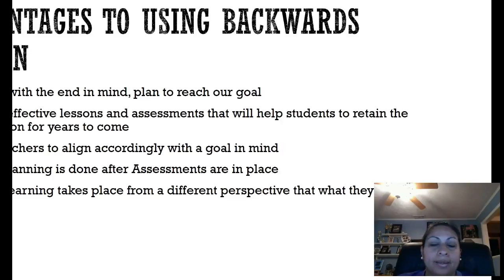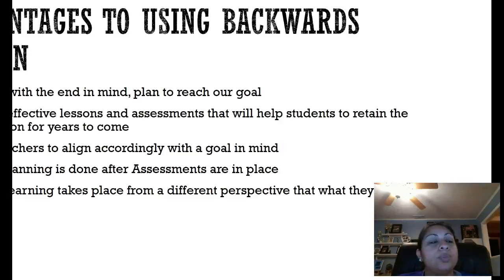Okay. All right. So this backwards design, it has some advantages, and this is something that I will stress over and over to you guys, and I will be monitoring to make sure that it's happening in our classrooms. One of the advantages is that we start with the end in mind, and then from that point on, we plan to reach that goal. Another advantage is that we prepare effective lessons because of this, and assessments that will help our students not just to retain the information for the test, but to retain the information for the years to come.